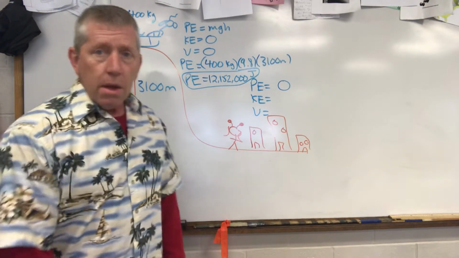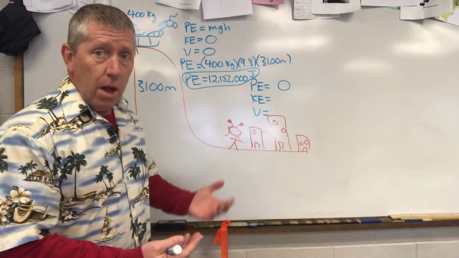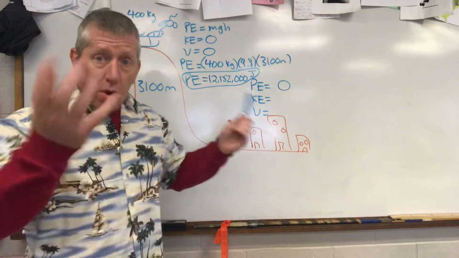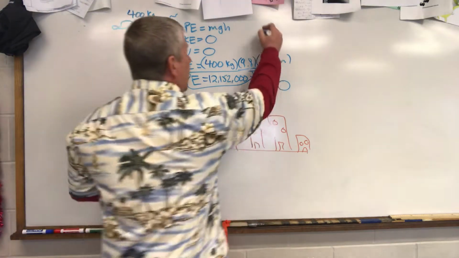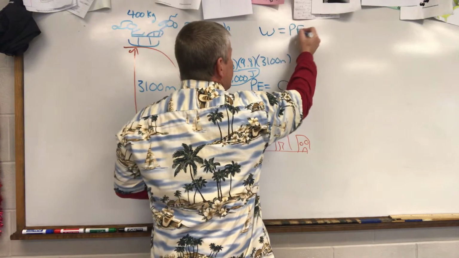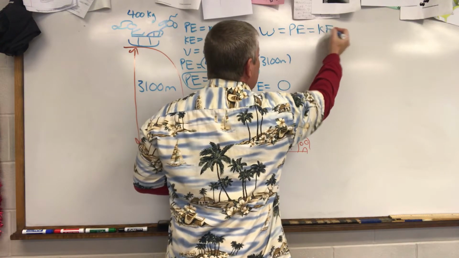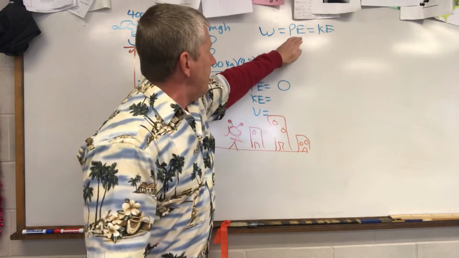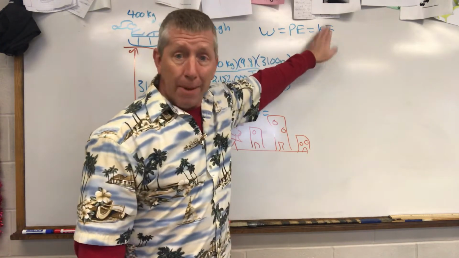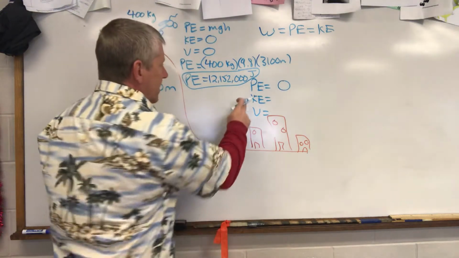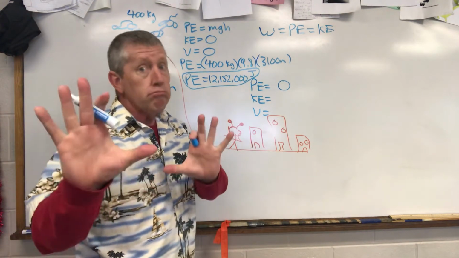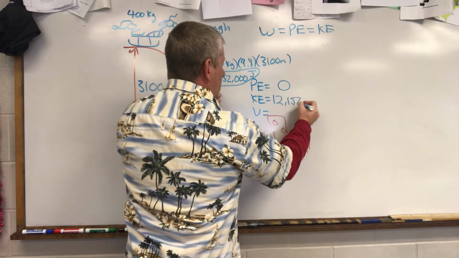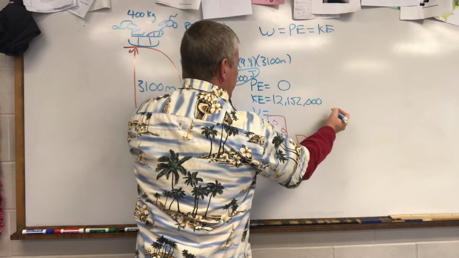No, it all got converted. It all went from potential energy at the top to kinetic energy at the bottom. Remember earlier we started this whole thing with W equals PE equals KE. That is the work-energy theorem, meaning that one can be converted into another, and all the PE at the top becomes the KE at the bottom. So our KE, assuming no friction loss, is going to be 12,152,000.